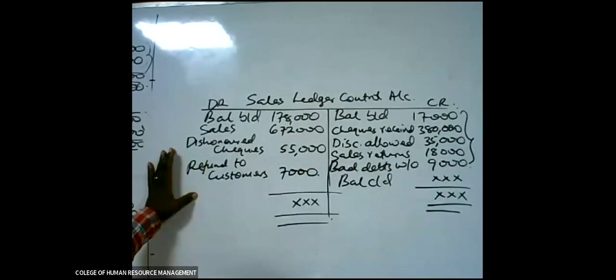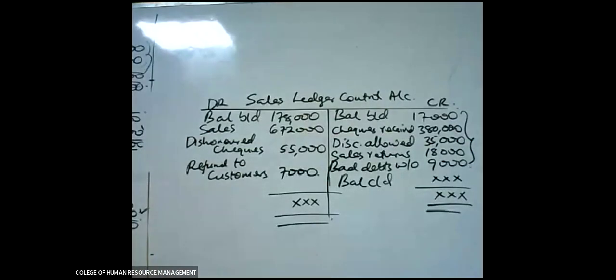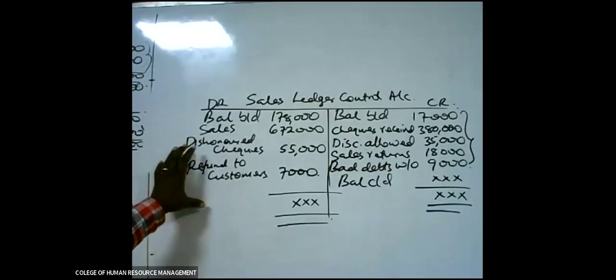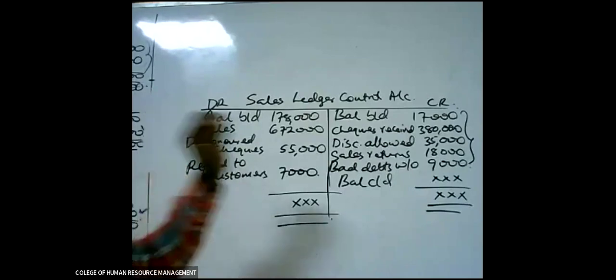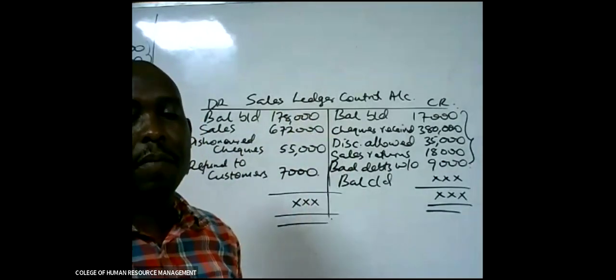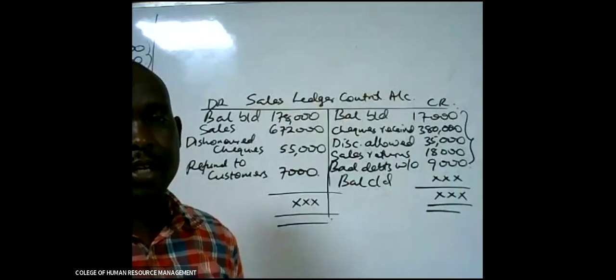Mwalimu, I have a question. The refund to customers, is it a credit or a debit? For the sales ledger, refund to customers is debit. For the purchases ledger, refund from suppliers is credit. That's all. Okay, fine. Thank you. Refund to customers for the sales ledger is debited. Refund from suppliers for the purchases ledger is credit.